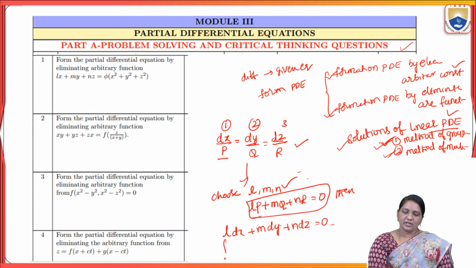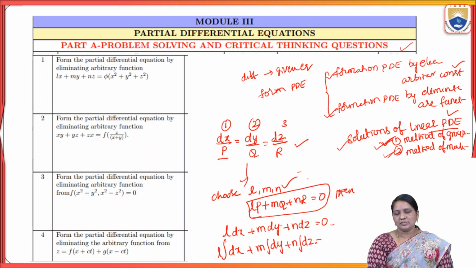Now integrating this, so L integral dx plus M integral dy plus N integral dz is equal to C1. So this one is Lx plus My plus Nz equal to C1. Like this is the solution. In this way we can get the solution by using the method of multipliers.